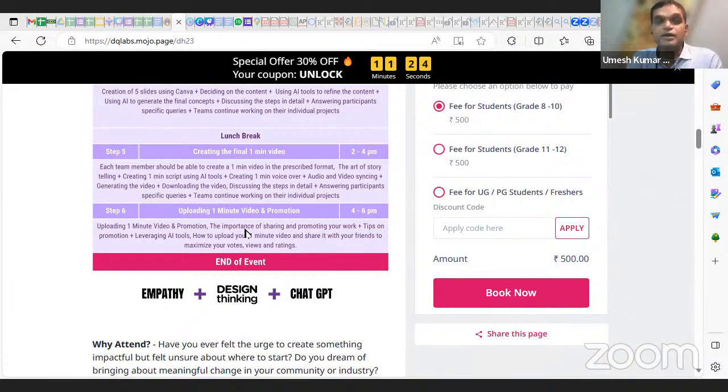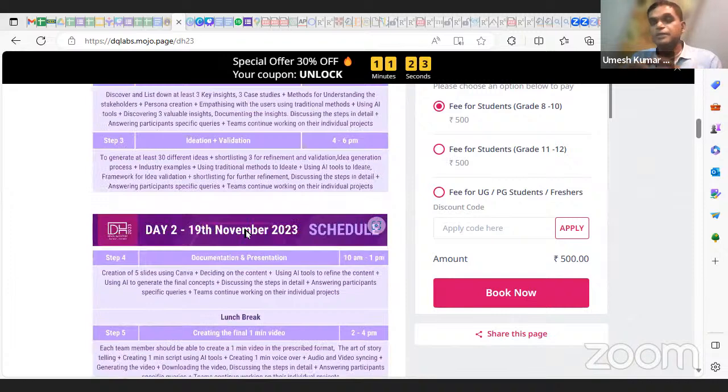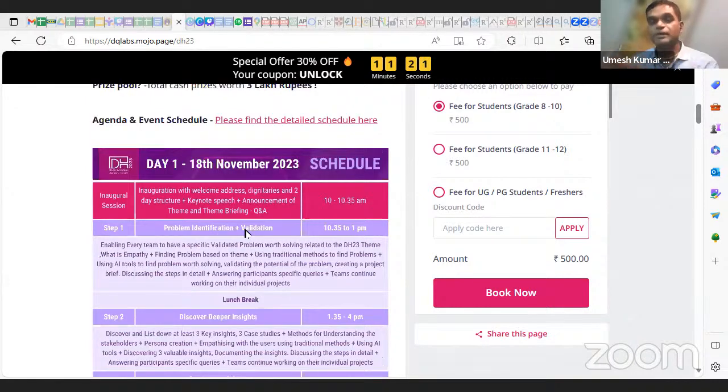The majority of the event will be guided. Each step will be guided by design professionals, followed by a small workshop showcasing hands-on how to do that step, followed by a panel discussion. This is how the entire 2 days will be done.